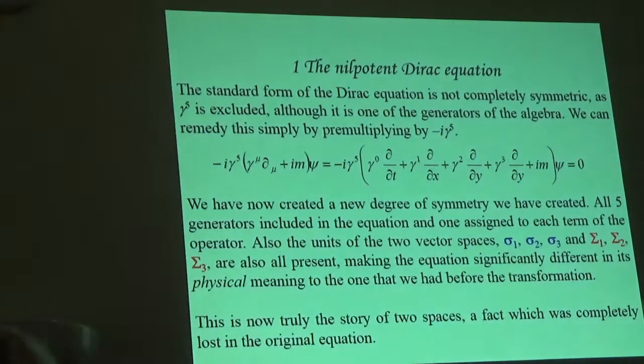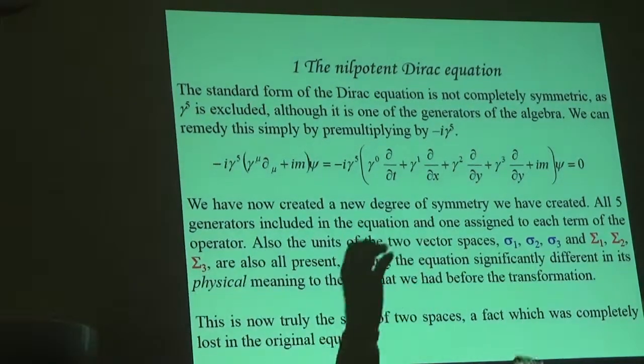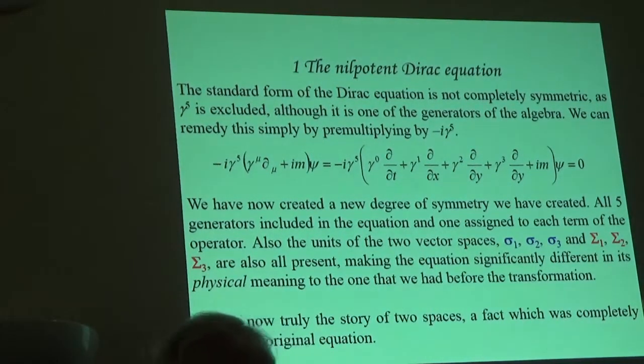Let's go back to this, because I've used the word nilpotent, and this is number one of these 60-odd. The nilpotent Dirac equation. Very simple to create out of the existing one. We simply multiply the existing one from the left by minus i gamma 5. The significance of that is that basically it doesn't change the gamma 0, the gamma 1, the gamma 2, gamma 3. It simply cycles them into a different form of the same. But it incorporates gamma 5 onto the mass term. And then we have a different looking equation.